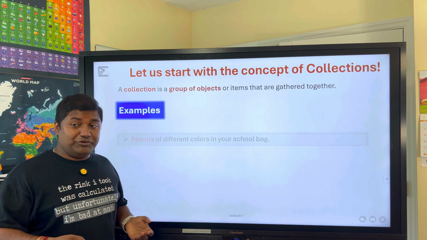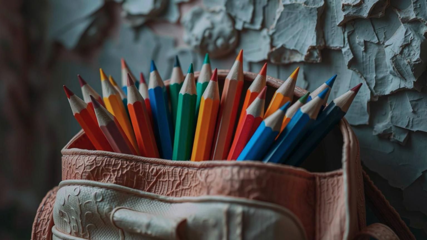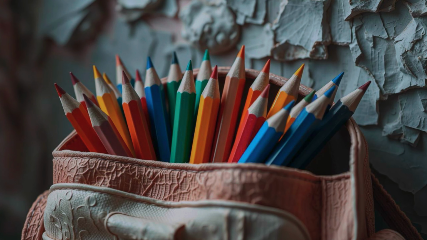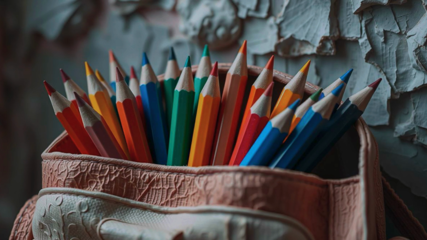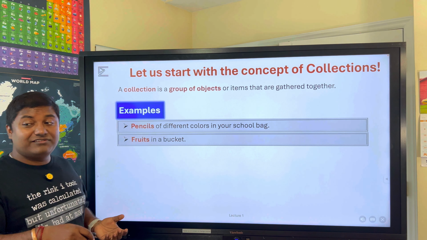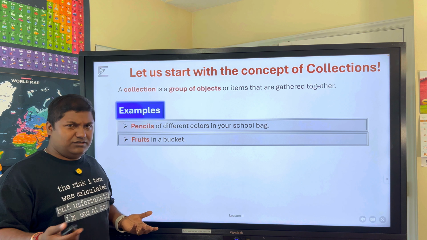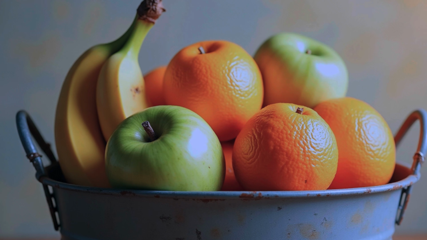Examples: before going to school, what do we do? We grab a lot of pens in our home, right? And we put them in our school bag. So the pens in your school bag are actually a collection of pens or pencils. Next, probably we all have some kind of fruits at our home. So the fruits in the basket are actually a collection of fruits.